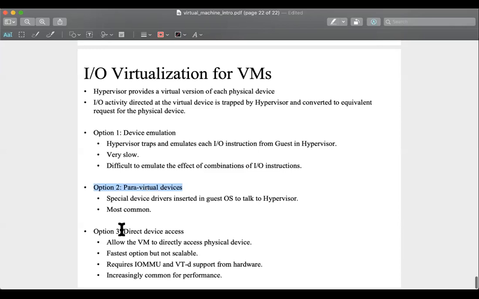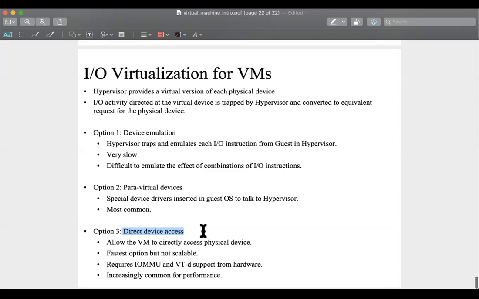So another increasingly common model is something called direct device access. If you really want the highest possible performance from your IO device, then what you do is, when you create a VM, you assign it a dedicated hardware device. So for example, there may be a dedicated network interface or dedicated hard disk, and you can assign the whole thing to a VM saying this is yours. So you can do whatever you want with it. But that's not easy to do.